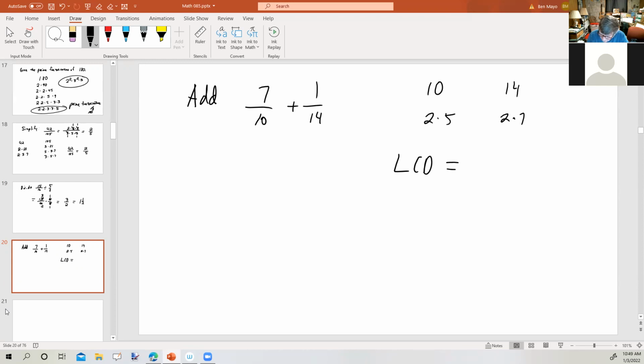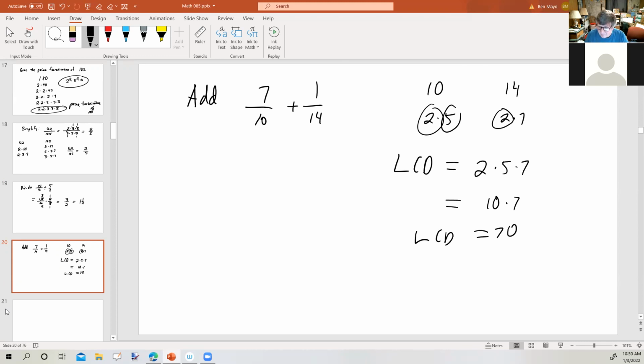different denominators. So we have 2 to the first power, 2 to the first power. So the highest power of 2 there is 2 to the first power. We have a 5 and a 7. 2 times 5 is 10, times 7 is 70. So the LCD, or the least common denominator, is 70. So 7 over 10 becomes something over 70, plus 1 over 14 becomes something over 70.